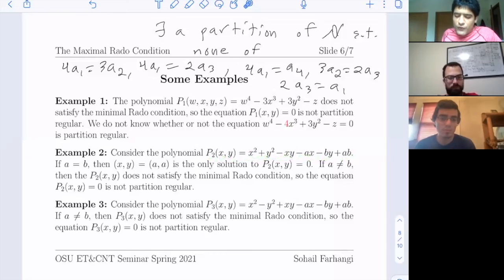x and y are the variables of the polynomial. Now, the first thing to note is that if a is equal to b, then x, y equals a, a is going to be the only solution to this equation. So the polynomial equation will be trivially partition regular because you could always take this constant solution, but we don't really care about trivial partition regularity, so it's not non-trivially partition regular.